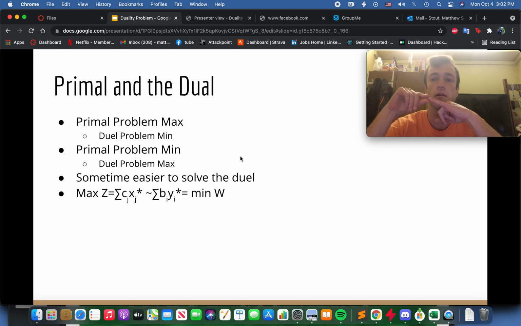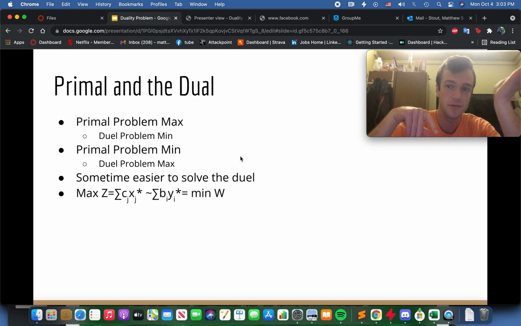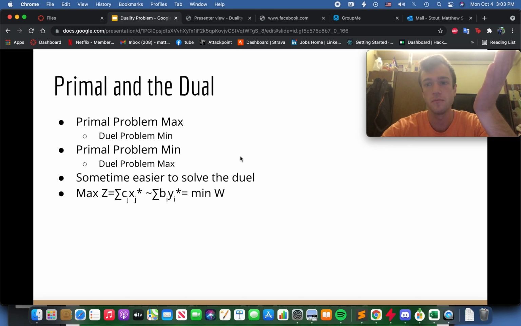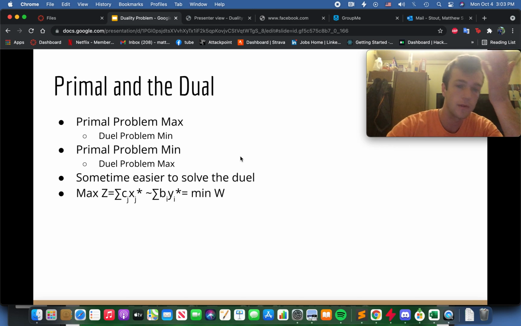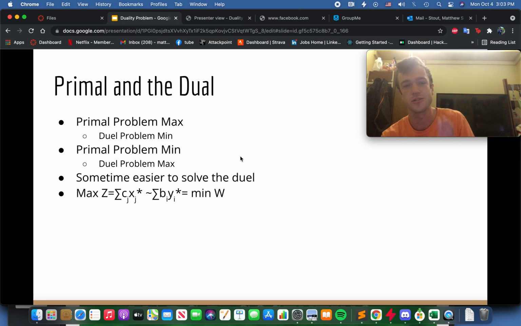So if your primal problem is a max, the dual problem will be a min. But if your primal problem is a min, your dual problem will be a max. So it's essentially the opposite. And again, it's sometimes easier to solve the dual problem than the primal, which is one of the main reasons to find the dual to begin with.